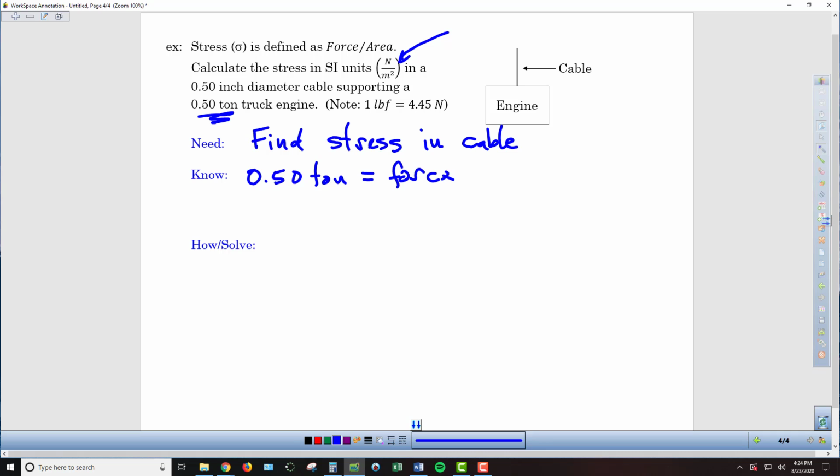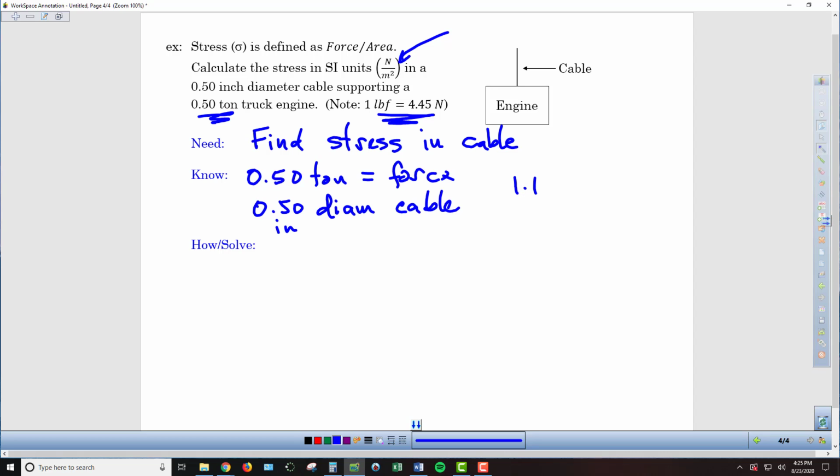We also know that the diameter of the cable is 0.50 inches. Should include that there as well. And the last thing that we've got is this conversion between 1 pound force and 4.45 newtons.